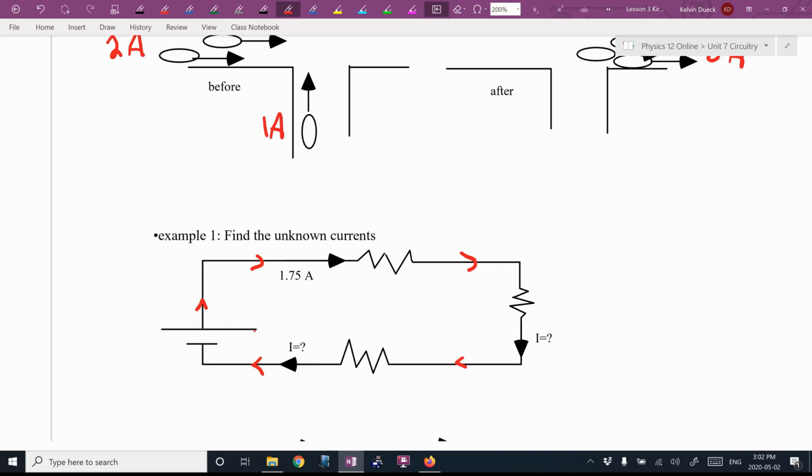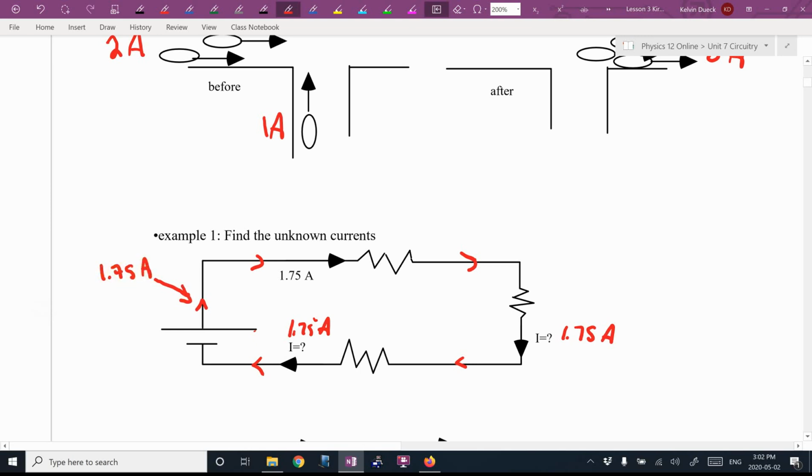So here we go. Let's solve this. How many amps do I have right here? Well, right here I have 1.75 amps. So how many amps went through this resistor? 1.75 amps. How many amps went through this resistor? 1.75 amps. How many amps are right here? 1.75 amps. How many amps are leaving the battery right there, if I had asked for it? 1.75 amps.